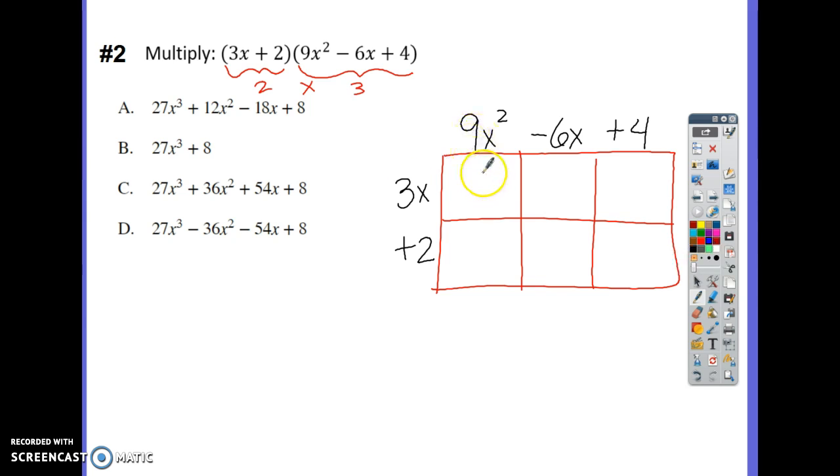So, first box, 3 times 9, 27. How many x's do you see here? There's 2 and 1, so x to the 3rd power. The next box, 3 times negative 6. In the calculator, 3 times negative 6, negative 18. How many x's do you see here? 2, so it's x squared. This box, I have 4 times 3, positive 12. How many x's do you see? 1.